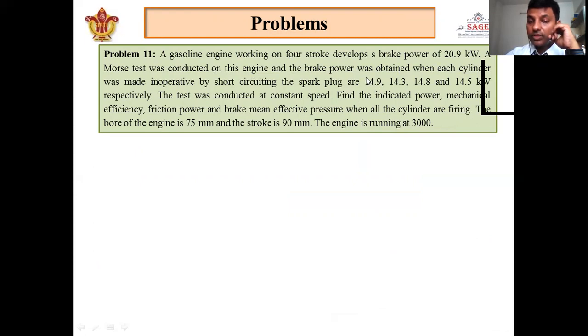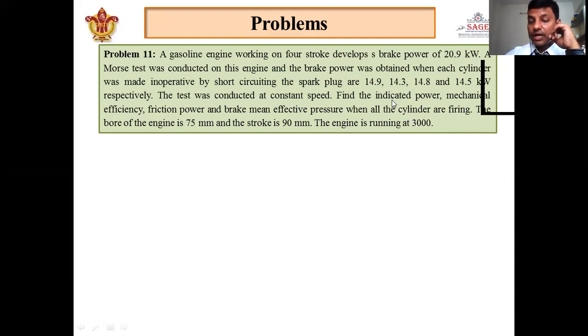When cylinder 1 is cut off, that is B1. This one is B2. This one is B3 when cylinder 3 is cut off. This one is B4 when cylinder 4 is cut off. The test was conducted at constant speed. This is our assumption as well. Find the indicated power, mechanical efficiency, friction power, and brake mean effective pressure when all the cylinders are firing.